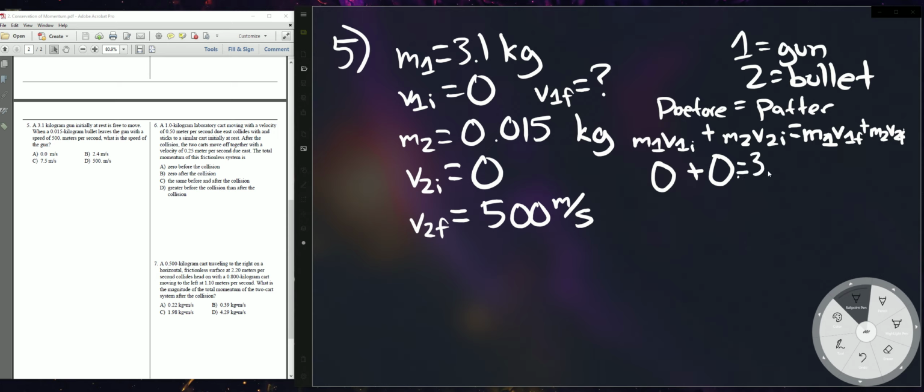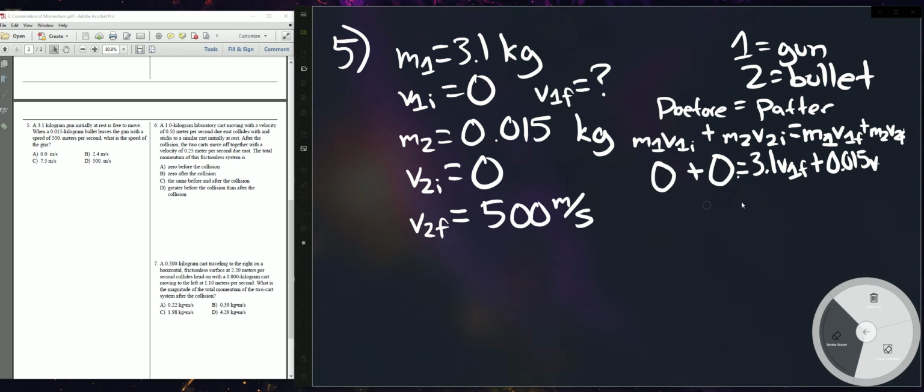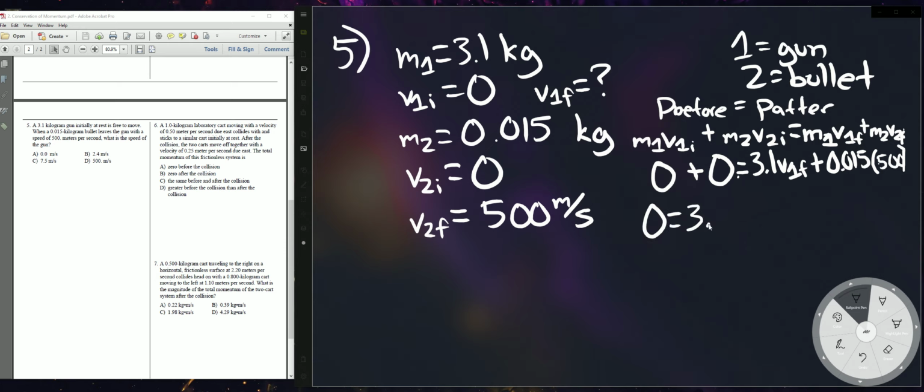So M1, 3.1, V1F plus M2, V2F. V2F is 500. Oh man, that looks terrible. No room. Sounds like my note sheets. No room there either.